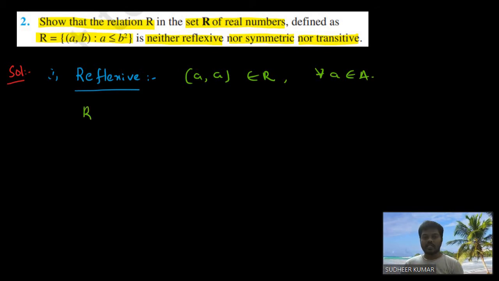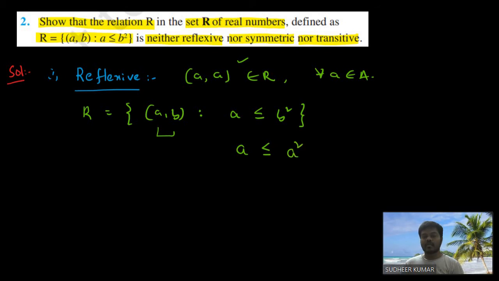Now the relation is defined as R equal to the set of (a, b) such that a is less than or equal to b square. So in reflexive, (a, a) belongs to R. Then we can verify that a is less than or equal to a square. A less than or equal to a square is not true in general. Therefore, we can take any values in place of a.